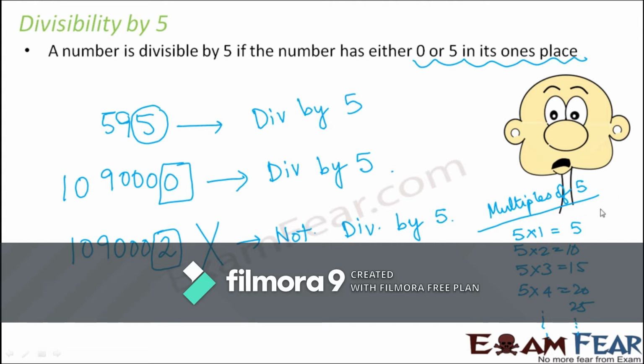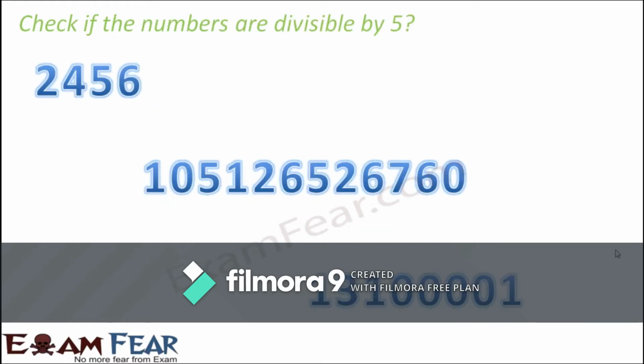So when you look at these multiples, what do you observe? Very carefully you would observe that all the multiples of 5 have either 5 or 0 in their units place, and that is why this rule has been placed. Now any number which is going to be divisible by 5 is going to be a multiple of 5, and it has been observed that all multiples of 5 have either 5 or 0 in their units places. So that's why we have this rule in place.